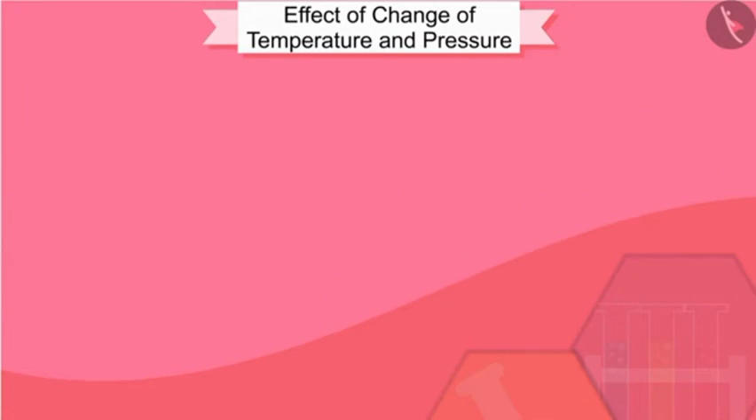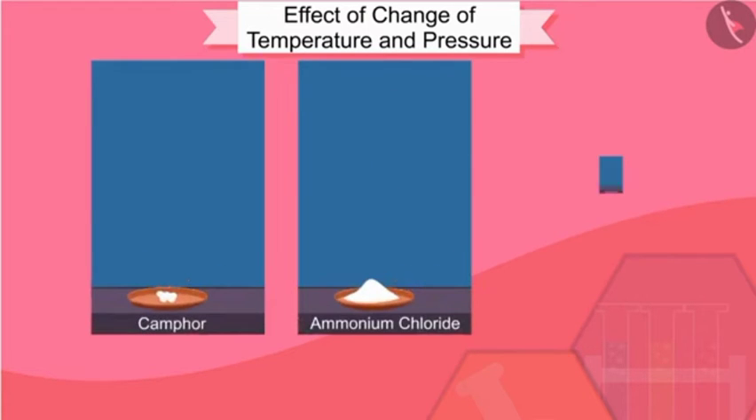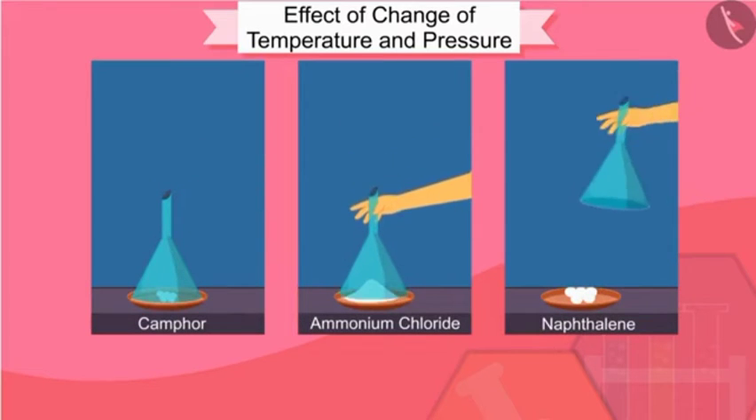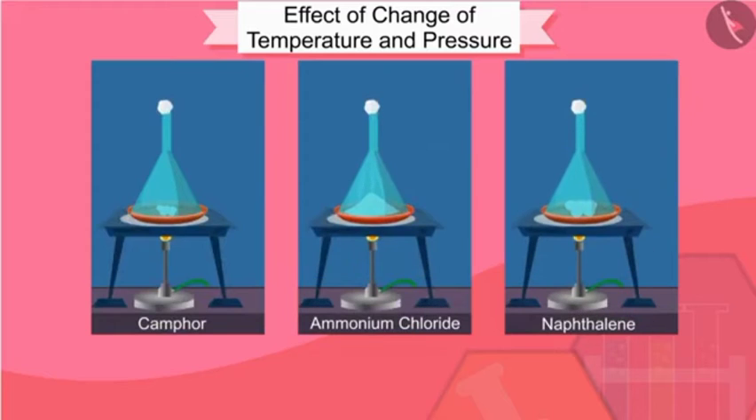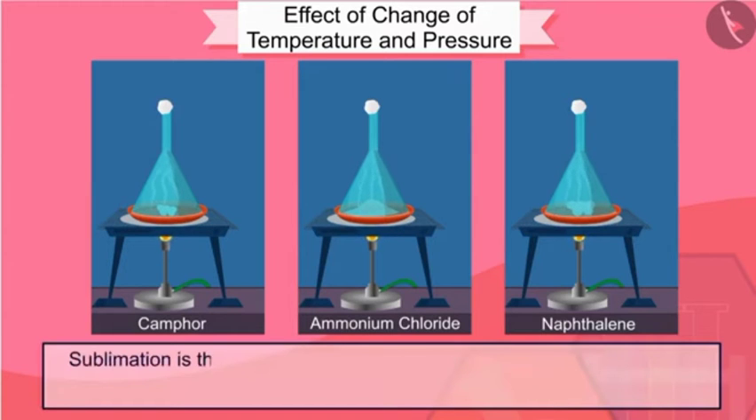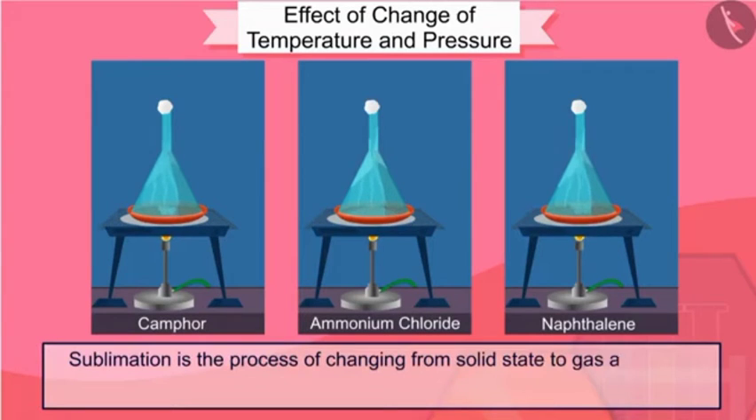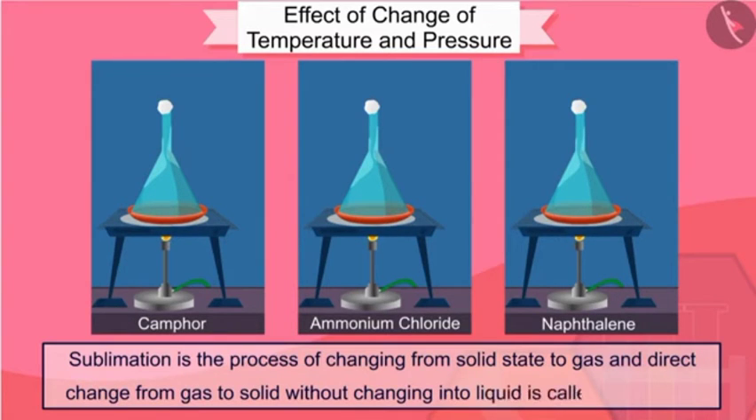No. There are some substances such as camphor, ammonium chloride, and naphthalene that convert directly from the solid state to gas and back to solid without being converted into a liquid state. Sublimation is the process of changing from solid state to gas, and direct change from gas to solid without changing into liquid is called deposition.